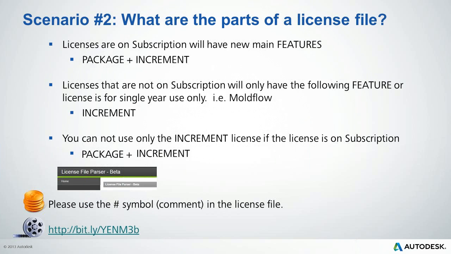The next item, point number 2, is what are the parts of a license file? Typically, when a license is on subscription, you will see that it has a package and increment in it. So you'll see the server info, a package, and increment. If the license is not on subscription, you will only see the word increment in it. There's only one license I've seen so far that only has an increment and is on subscription. It's a MoleFlow type of license, but usually we do that one-off for that user. They might have to generate some additional older version licenses.